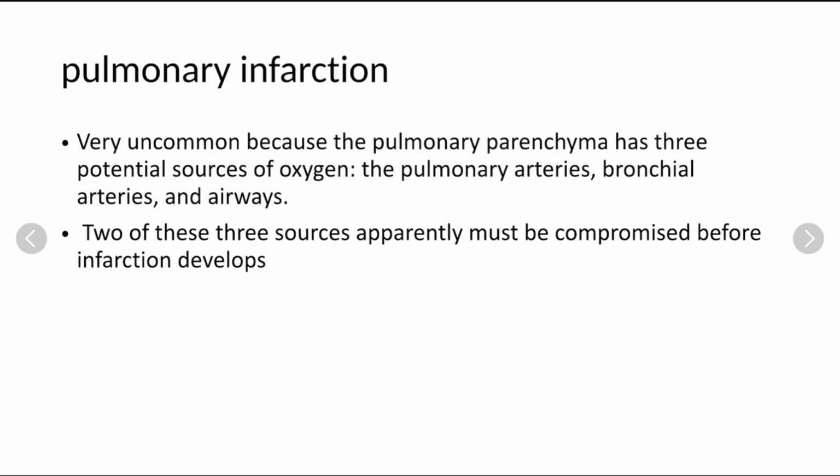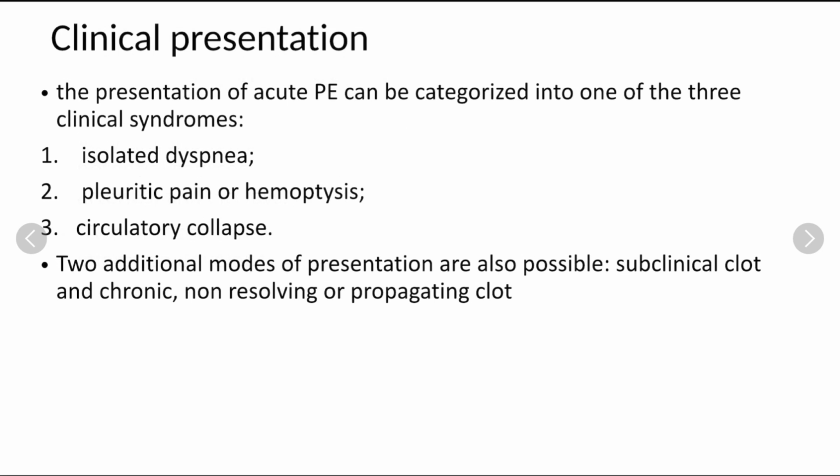Then comes pulmonary infarction, which is very uncommon because the pulmonary parenchyma has three potential sources of oxygen. So what are those sources? The pulmonary artery, the bronchial arteries, and the airways. So the patient will get oxygen. Still, it can rarely occur. Two or three sources apparently must be compromised before infarction develops. So it is rare, it means.